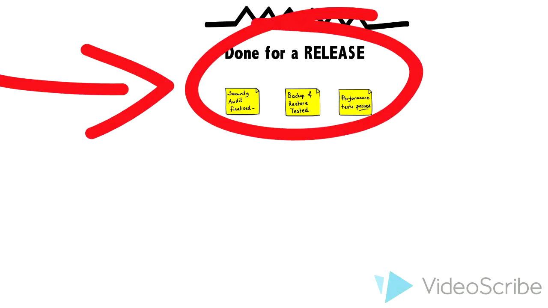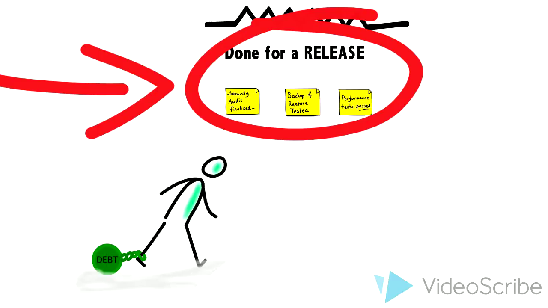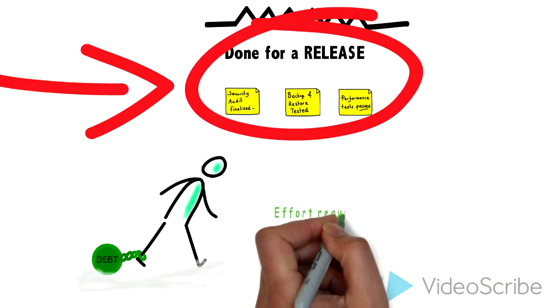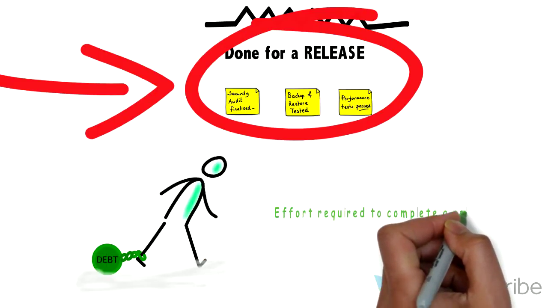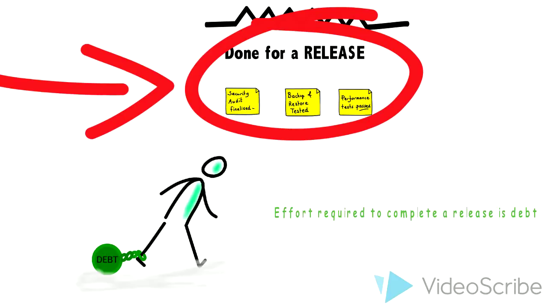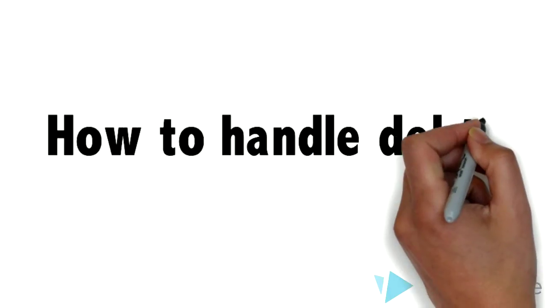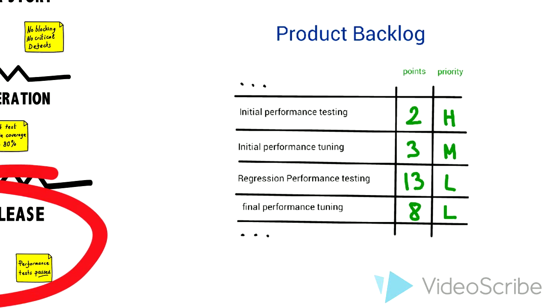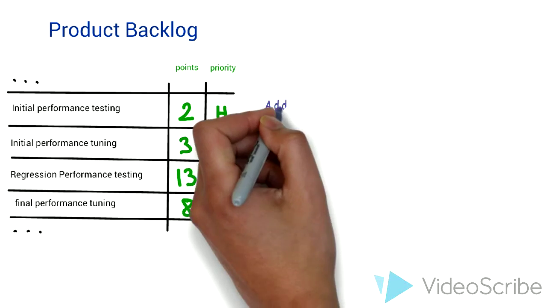That is, in fact, technical debt. So how can you handle technical debt? Because this is effort. Simply add this effort into your product backlog as a user story.